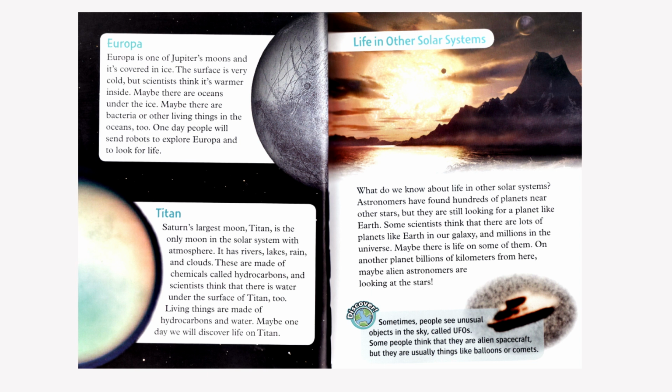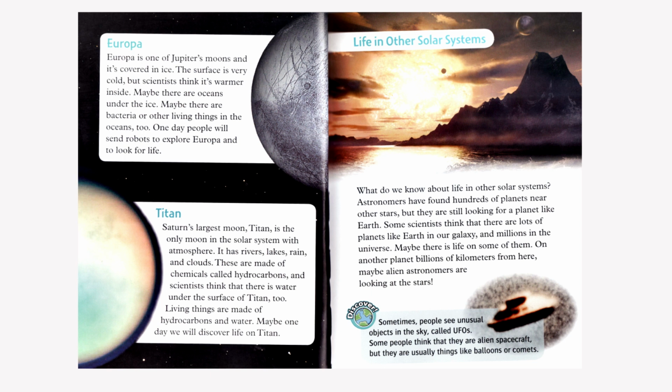Titan. Saturn's largest moon, Titan, is the only moon in the solar system with atmosphere. It has rivers, lakes, rain, and clouds. These are made of chemicals called hydrocarbons, and scientists think that there is water under the surface of Titan too. Living things are made of hydrocarbons and water. Maybe one day we will discover life on Titan.